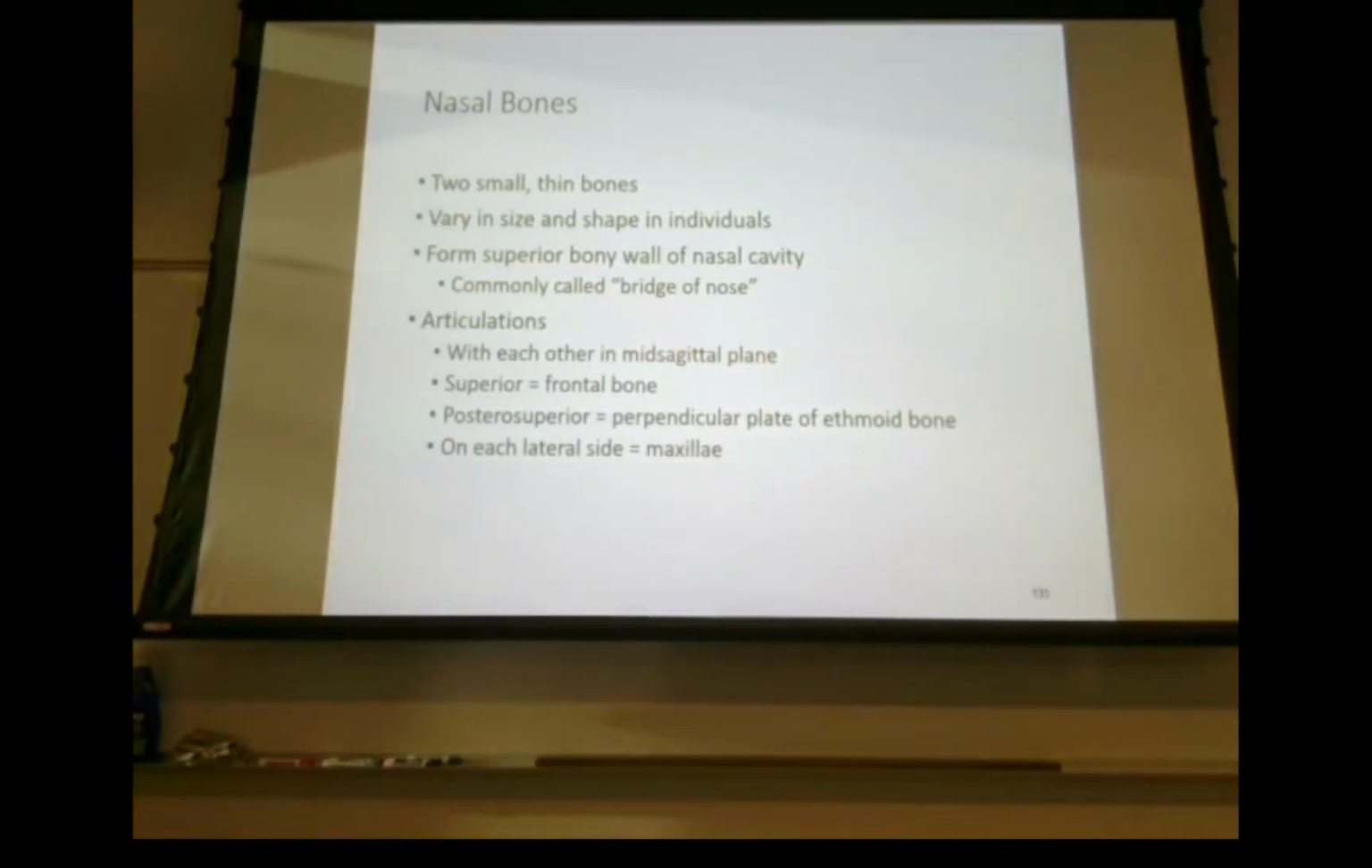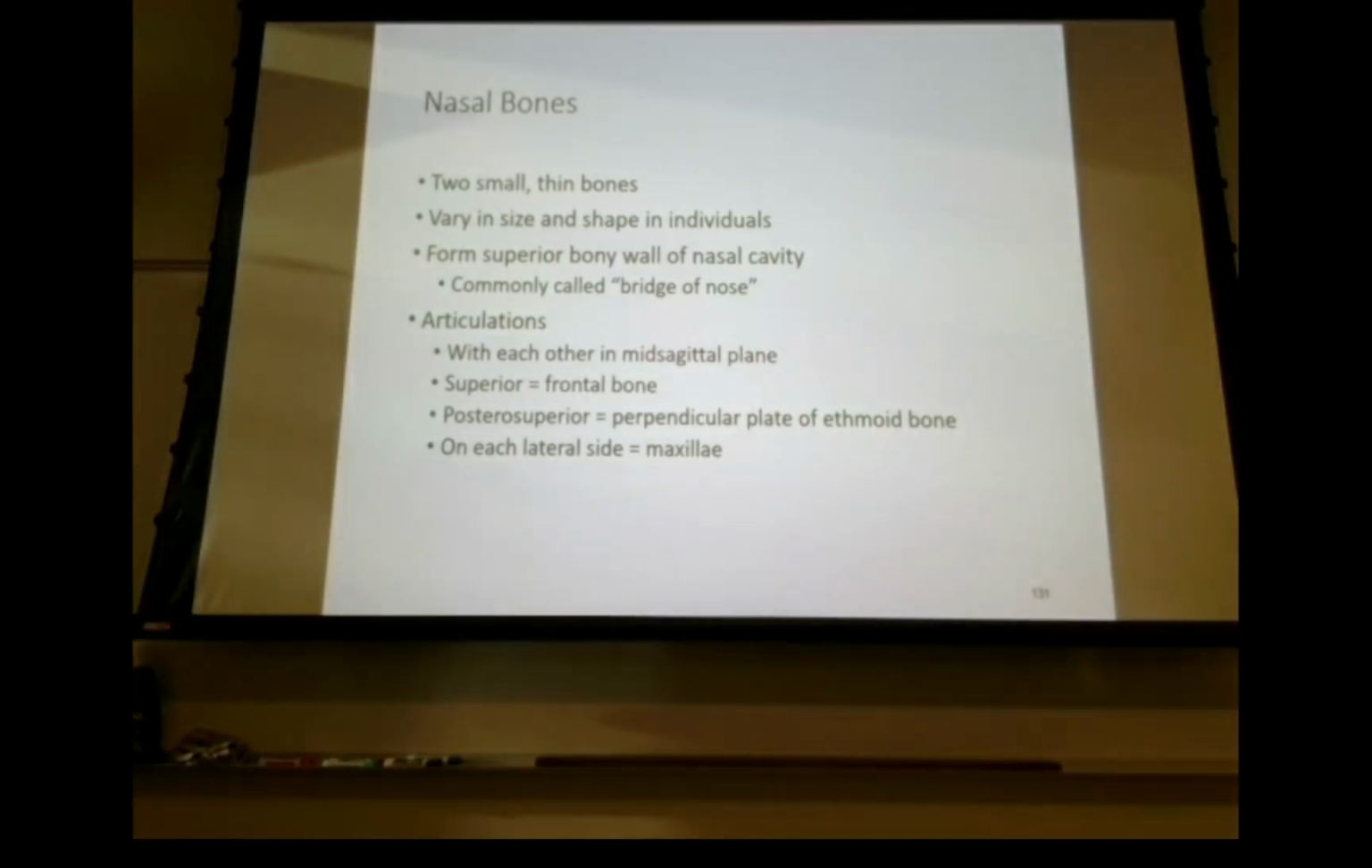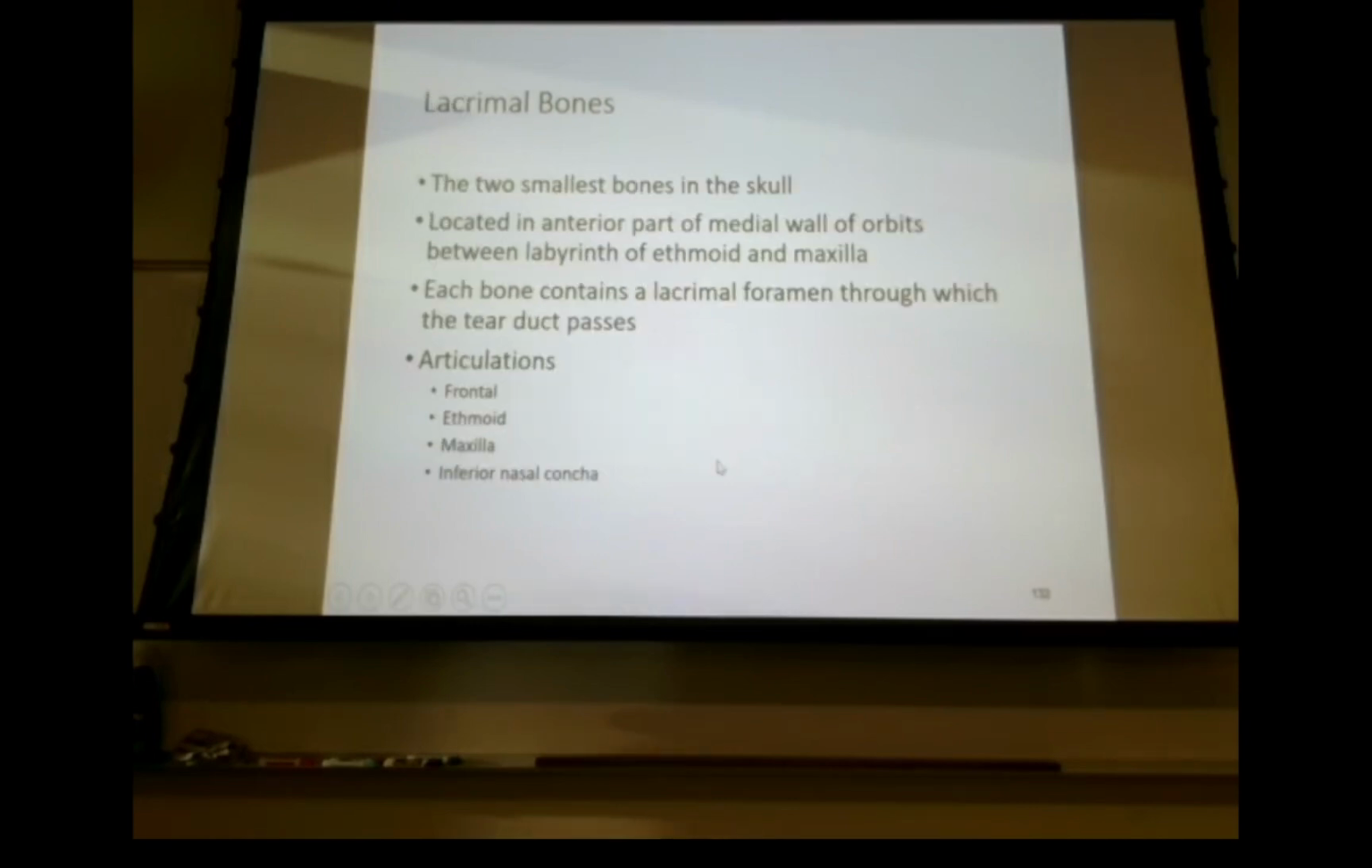So nasal bones, again, we're going to talk about that later on, but imaging anyway, it forms a bridge in the nose, and it also forms a portion of the nasal cavity. So it articulates with each other at midline, so they're fused together, and they're also fused to the frontal bone superiorly, also to the ethmoid bone and the maxilla as well.